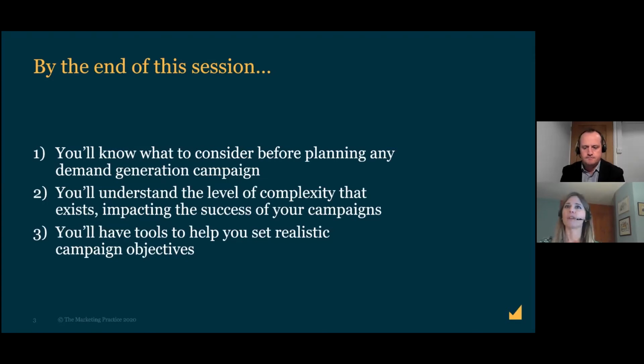So what are we hoping that you will be able to take away at the end of the next 30 minutes? First of all, you should have a clear idea of what you need to think about before you're planning any demand generation campaign, and what impact those considerations will have on the objectives you're setting. We hope you'll also take away an understanding of the complexities involved in setting objectives and running demand generation campaigns. And also that you'll have some useful tools to take away that will help you when you're trying to set realistic objectives for your next campaign.